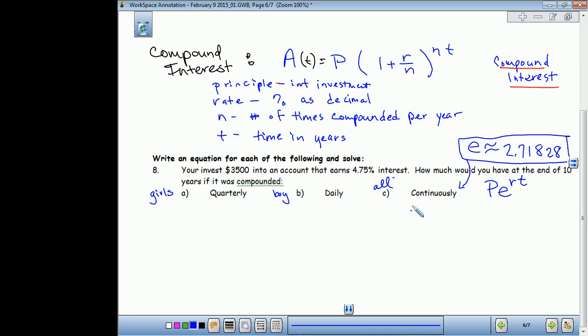Wait, is this a leap year or not a leap year? It is leap year. Wait, what do we do for this one? Do 365, but good question.